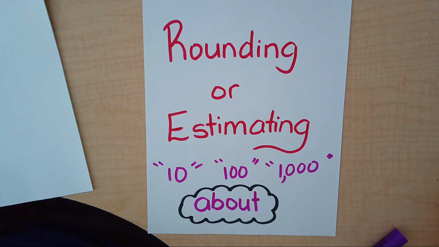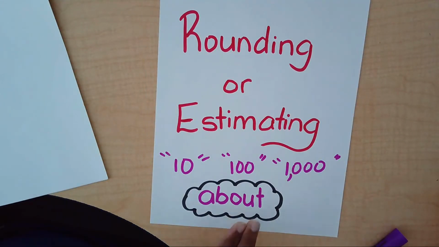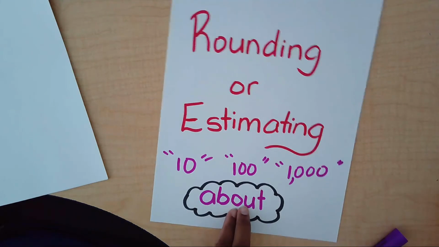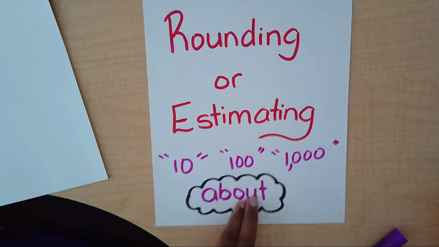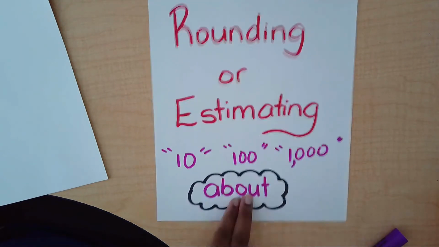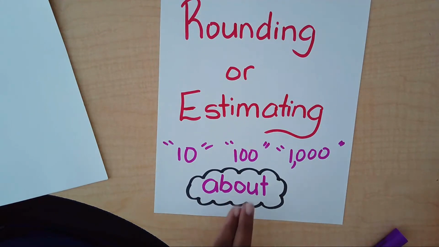10, nearest 100, or to the nearest 1,000. I'm going to show you one of the easiest ways to do this. Right in the beginning, I'm just going to show you this word "about," because whenever you see this word about, don't get scared. All it means is that it is going to ask you to round or estimate. So whenever you see this word about, you know you must estimate. Don't be tricked. It wants you to estimate.